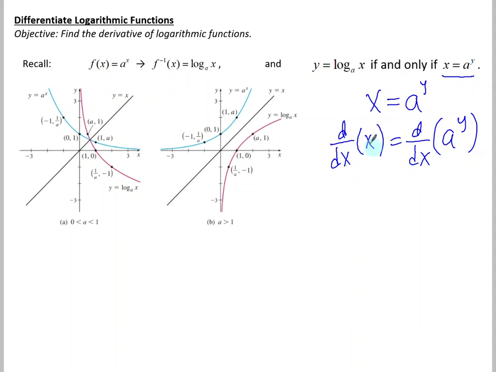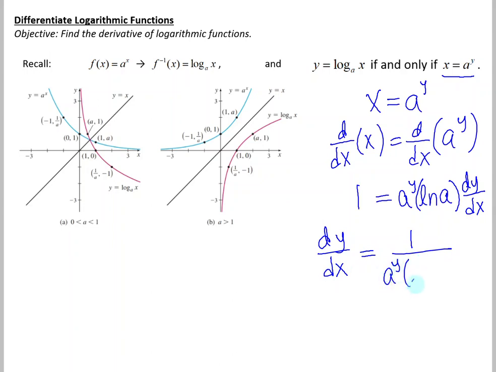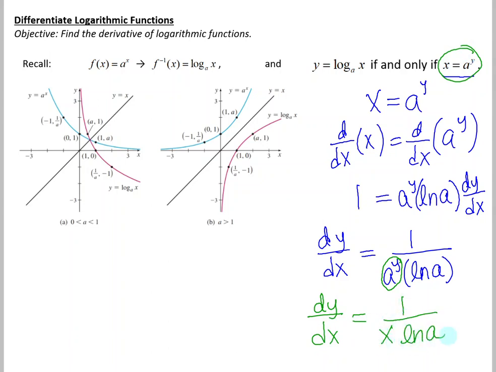The derivative with respect to x of x is 1, and the derivative with respect to x of a to the y is a to the y times natural log of a, and using the chain rule, times dy dx. Dividing to get dy dx by itself, we get dy dx equals 1 divided by a to the y times the natural log of a. Now recall that x equals a to the y. So instead of a to the y, we can put x in that spot. So dy dx equals 1 over x times natural log of a.